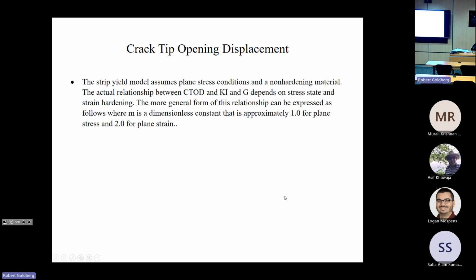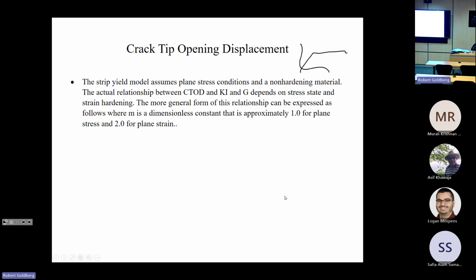Now, one thing to keep in mind is that the strip yield model assumes plane stress conditions and a non-hardening material. So under plane stress and a material that you load to the yield stress, and then it just continues on at the yield stress.